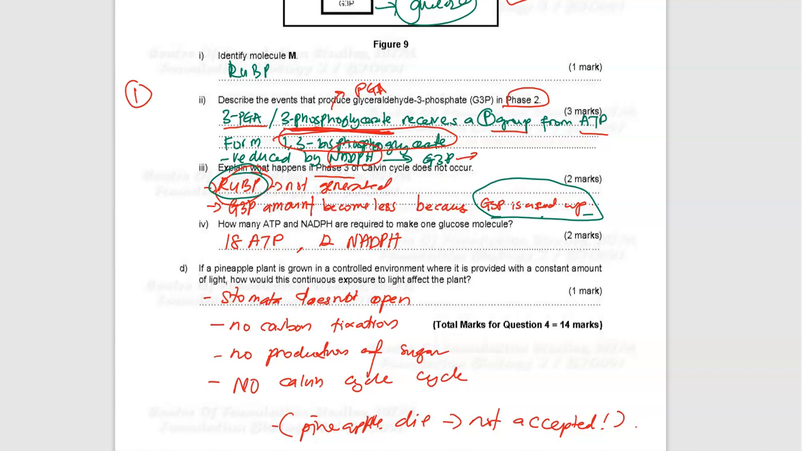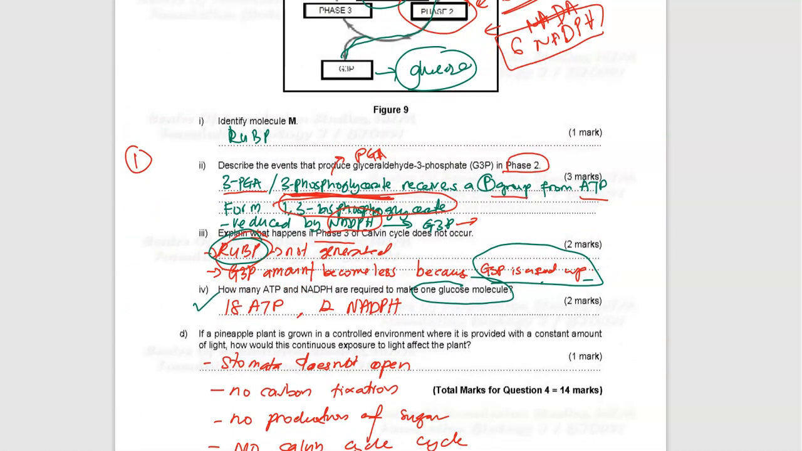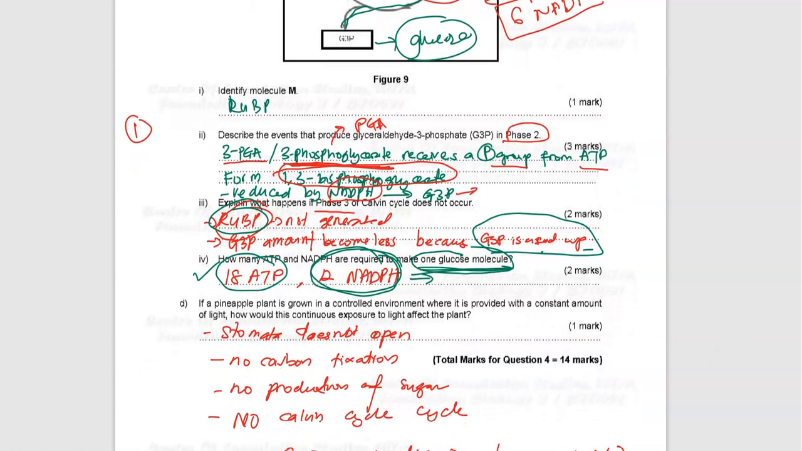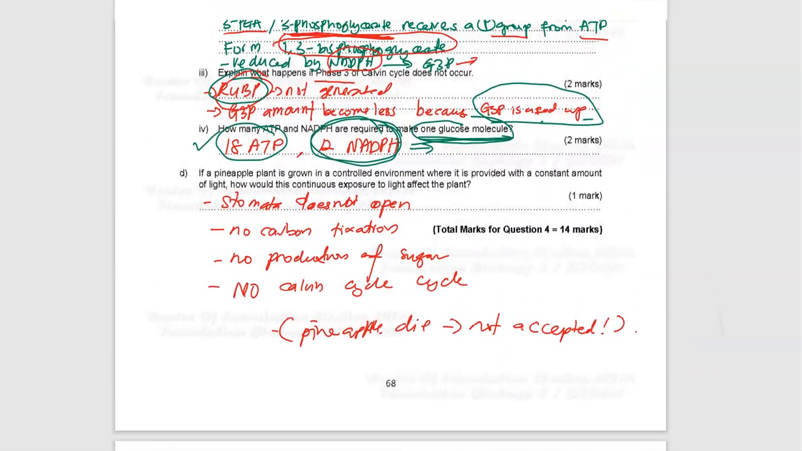Question 4 is how many ATP and NADPH are required to make one glucose molecule? To make one glucose molecule, it requires 18 ATP molecules and 12 NADPH. Please listen to my first video to understand why 18 ATP and why 12 NADPH are required to produce one molecule of glucose. I have already explained this in the previous video.